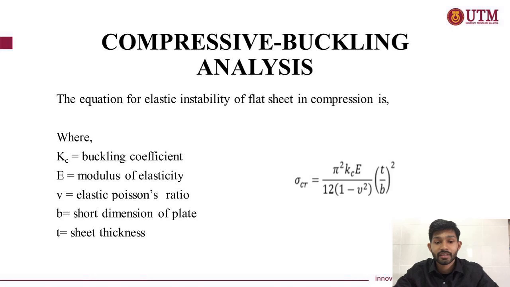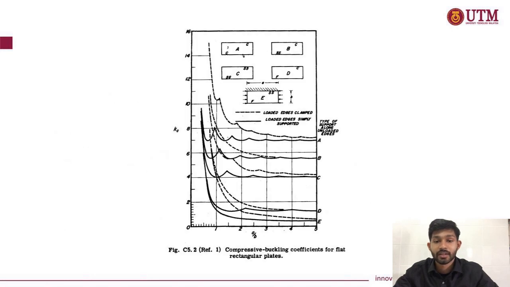Okay, my name is Melvin John, and next I will talk about the compressive and shear buckling analysis, which is done on our former structure and buckled structure of our RC aircraft. This slide shows the equation for elastic instability of a flat sheet plate, which is used to calculate the compressive buckling analysis, where Kc is the buckling coefficient, which refers to the coefficient for a flat rectangular plate. E is the modulus of elasticity, V is the elastic Poisson ratio, B is the short dimension of the plate, and T is the sheet thickness.